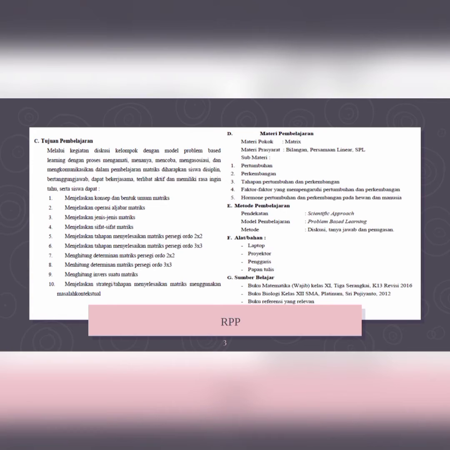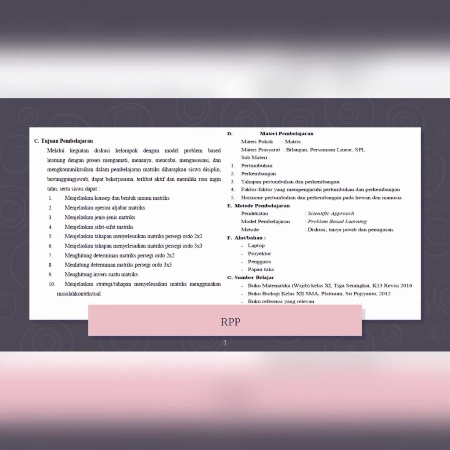And the next is the learning material. The learning material is very important because it determines what kinds of learning will be taught. So in this slide, learning material is matrix, and submateri of matrix is bilangan, persamaan linear, SPL.